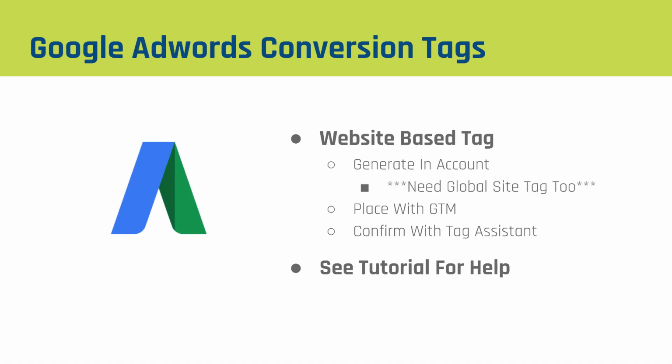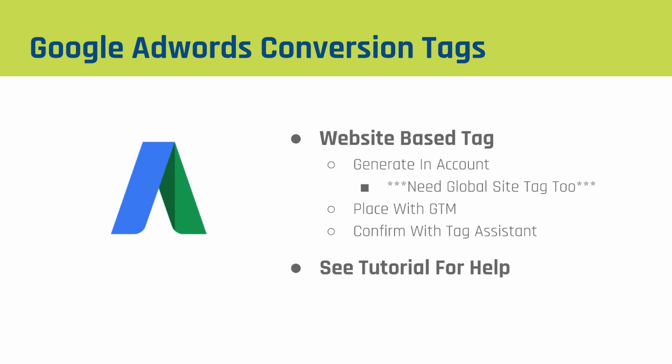So, the first thing I do is add a Google AdWords conversion tag to my thank you page, or whichever page is confirming something is happening on our website. So, you generate that tag in the account. You need to have your global site tag on your entire site, so all pages, as well as your conversion tag on your specific thank you pages. I place those with Google Tag Manager and confirm with Tag Assistant.